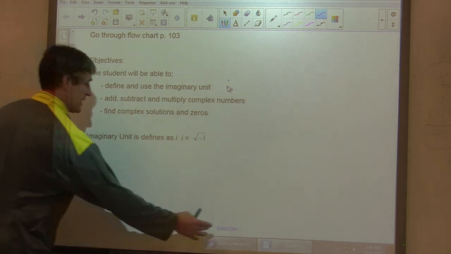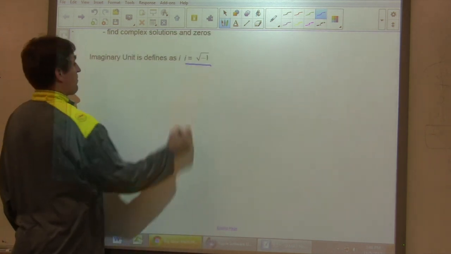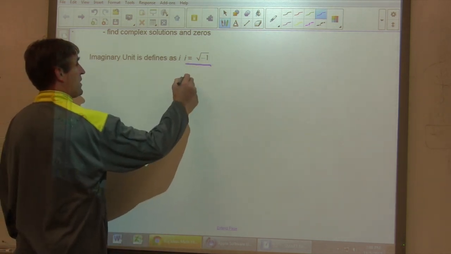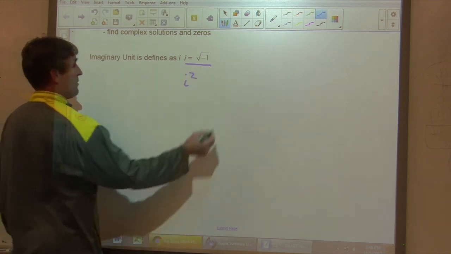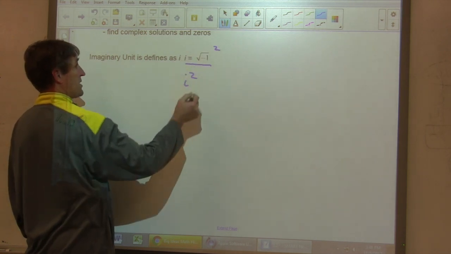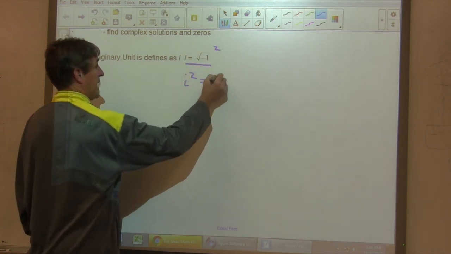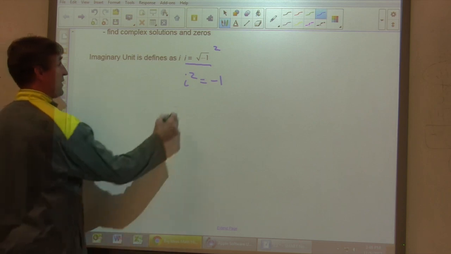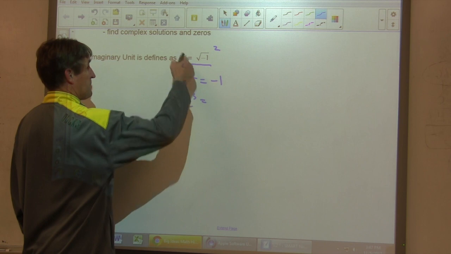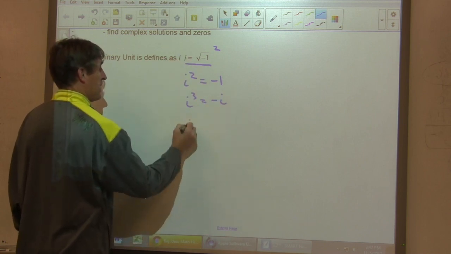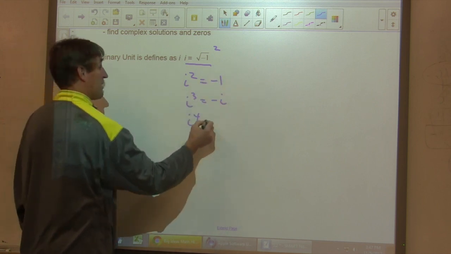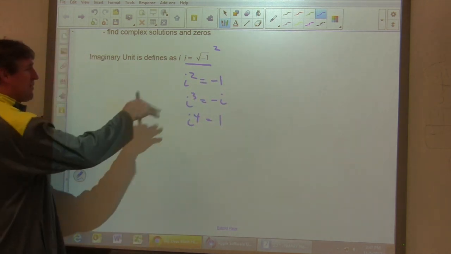So as we go into this, i equals the square root of negative 1. So if we have i squared, well, that would be the square root of negative 1 squared. And square roots and squares cancel each other, so i squared would be negative 1. And then if we did i cubed, that would be negative 1 times i, so that would be negative i. And i to the fourth would be the same thing as i squared times i squared, which would be negative 1 times negative 1, so that would be positive 1. And then from there it just repeats.